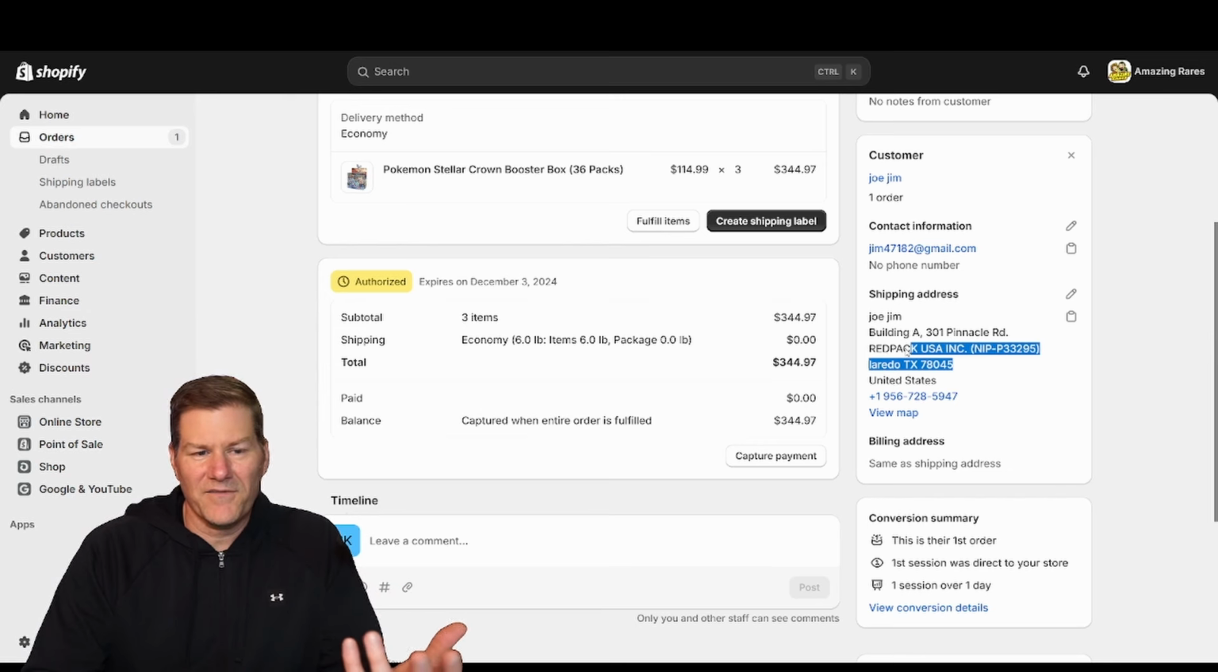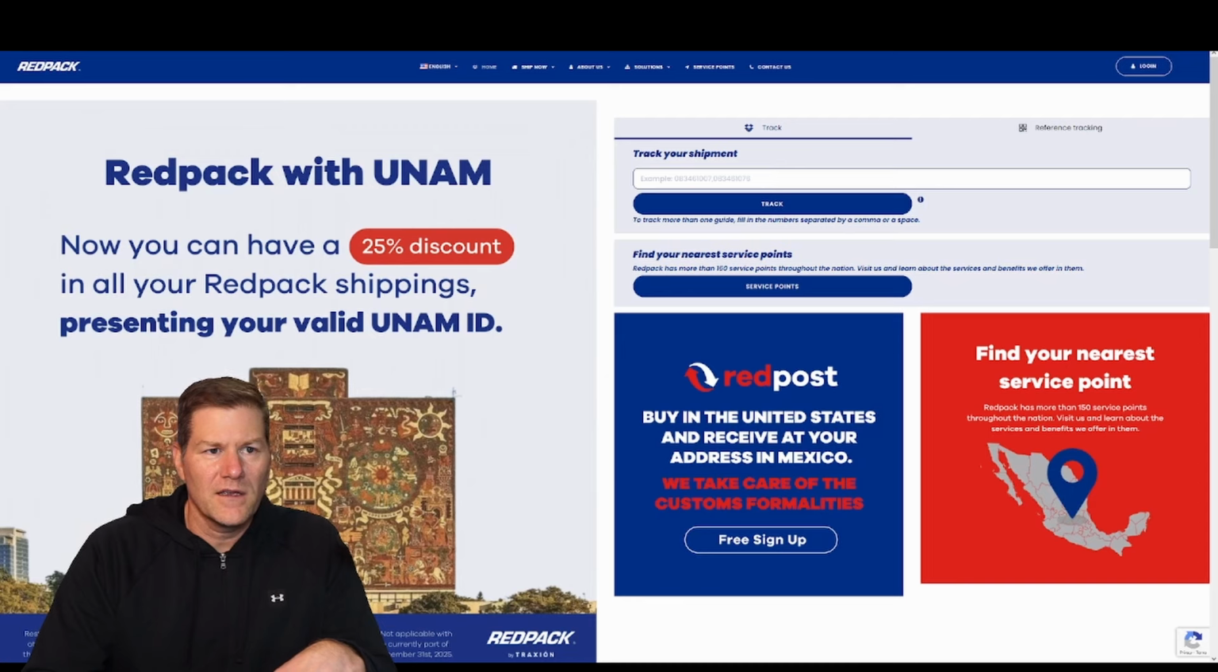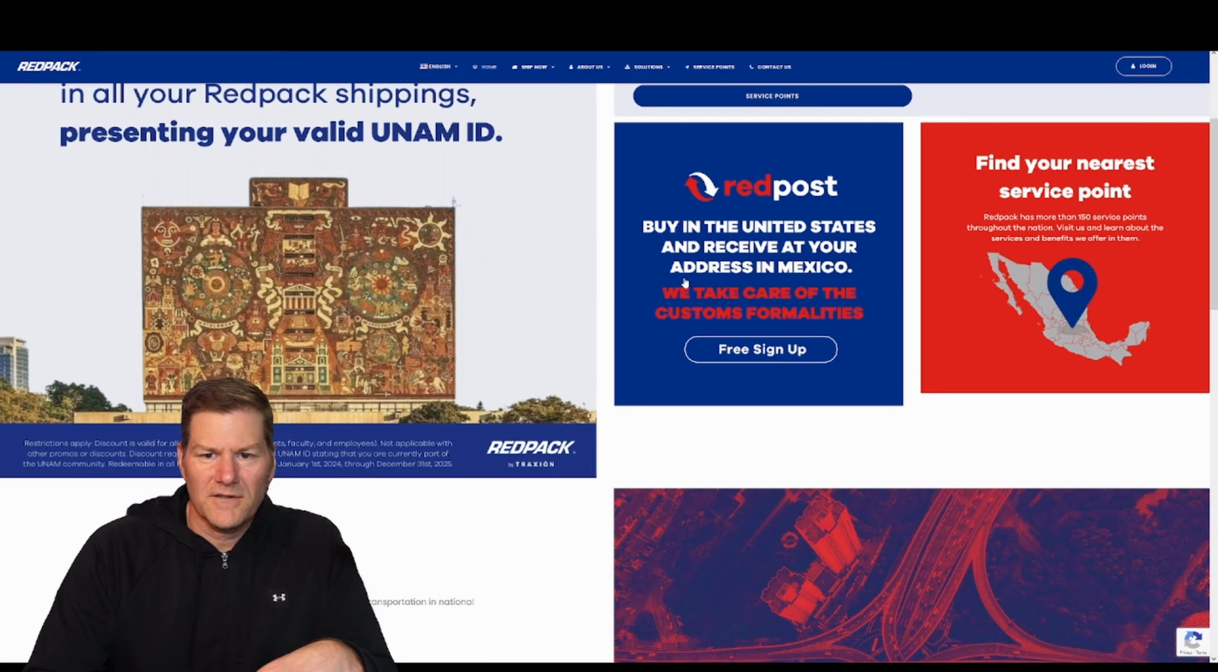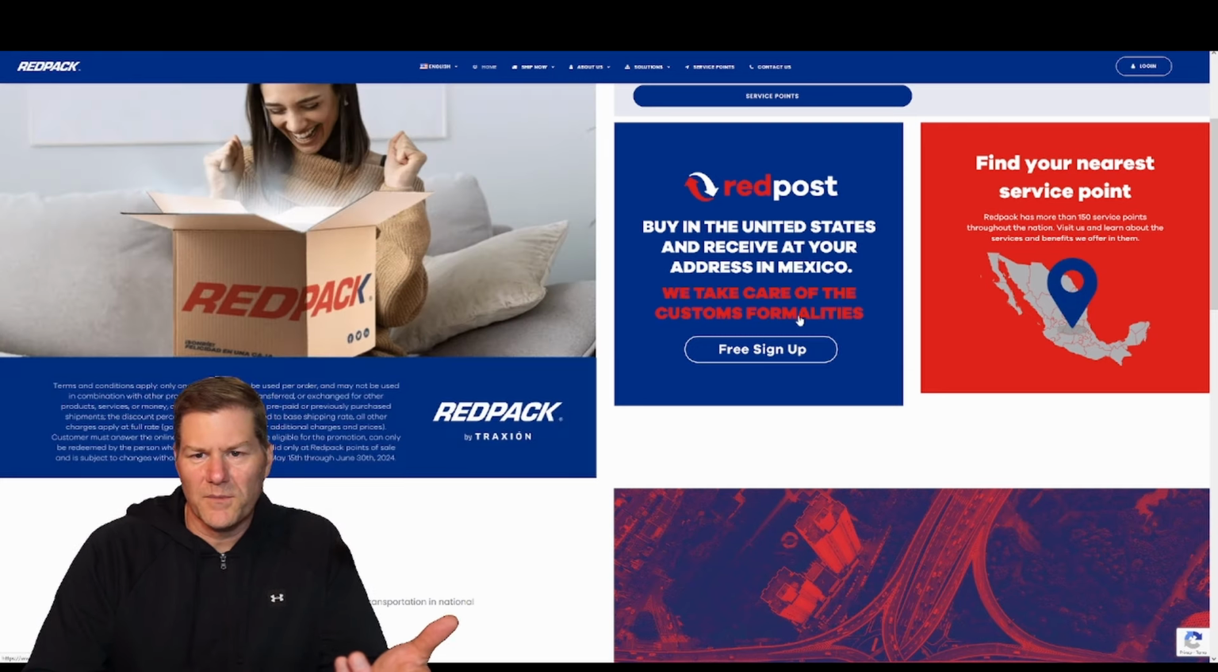I think it's bad for your business if you've got chargebacks put onto your account and whatnot, and it's just something that you want to try to avoid altogether. So, you know, when you get a red flag like this, shut it down right away. So I looked up this Redpack company, and it looks like it's a reshipper that reships, buy in the US and ship to Mexico. So this is gonna go to someone in Mexico.